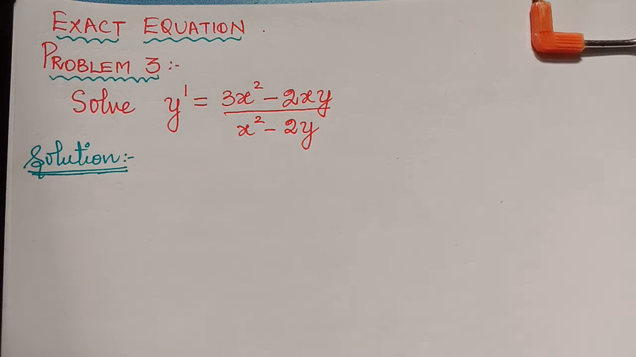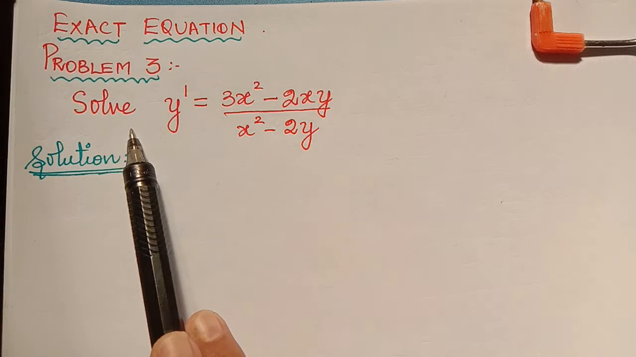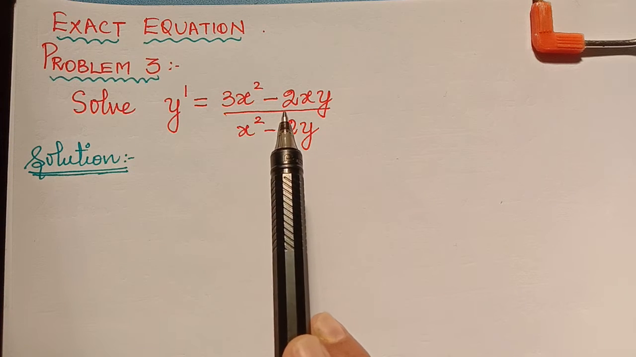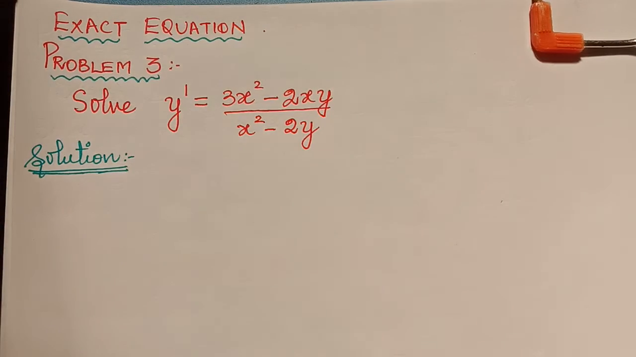Hello students, this is a continuation of the ordinary differential equation topic under which we are learning about exact differential equation. Now here they have given a question and they have asked us to solve it. So solve y dash is equals to 3x squared minus 2xy the whole divided by x squared minus 2y.